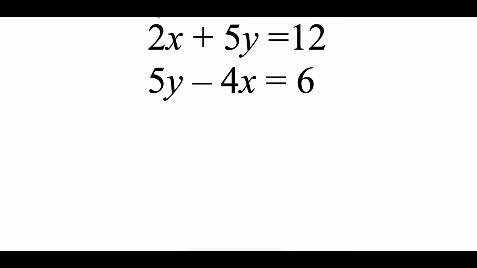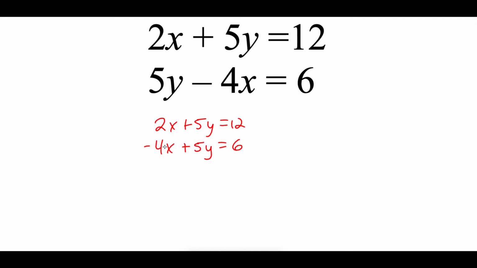So what I'm going to do is leave the top equation the same, so I'm going to leave that as 2x plus 5y equals 12, but I'm going to flip-flop the x's and the y's in this second equation. Now when you move this minus 4x to the front, we do have to keep the negative on it. So it is a -4x. This is a positive 5y, so this becomes plus 5y equals 6.